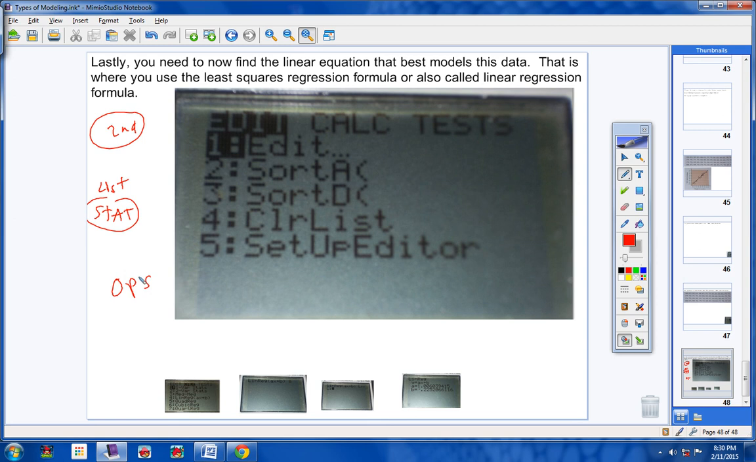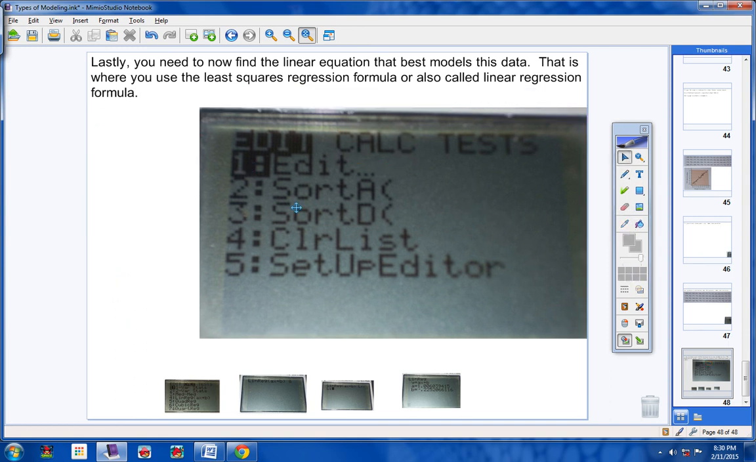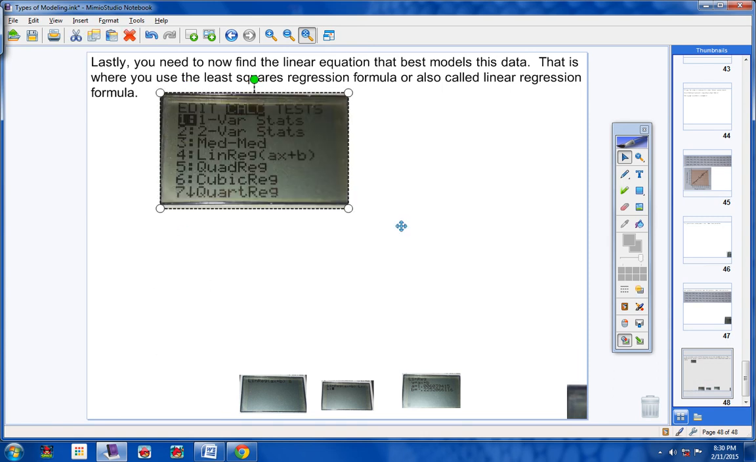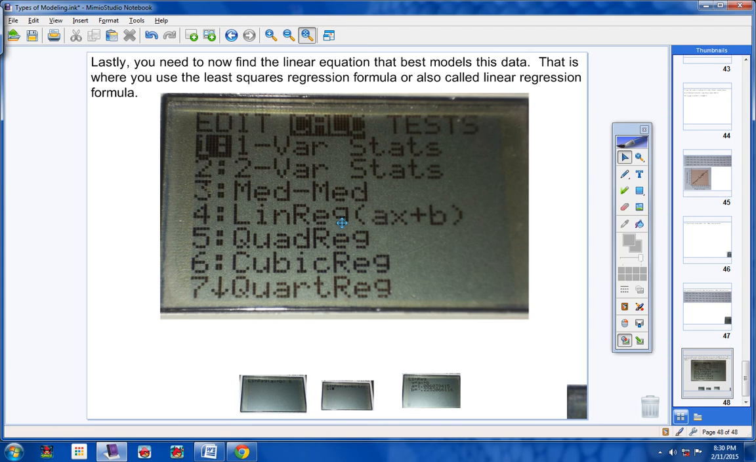Understand that. Now, go ahead and hit second quit. Clear your screen, please. Now hit your stat button. When you hit stat, this will pop up, okay? Next I want you to scroll over to calculate, and when you do, this screen should pop up on your calculator menu. Again, look at all the stuff you can do, guys. You might not know what this means, but you've got one variable stats, two variable stats.